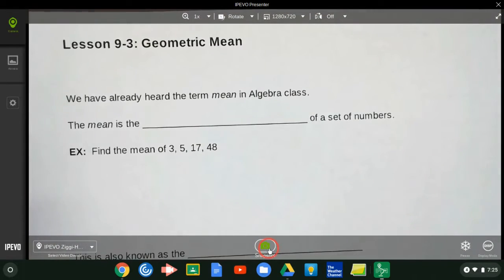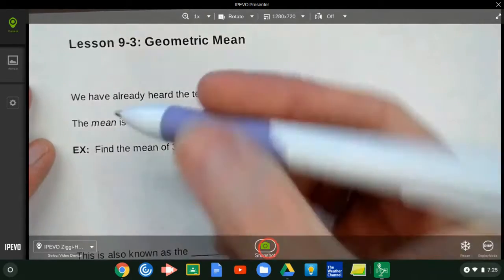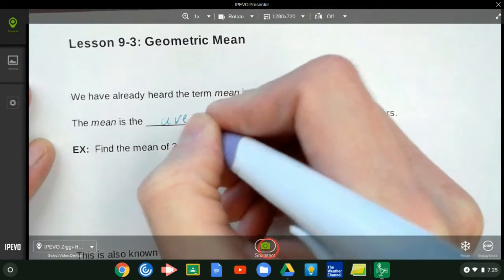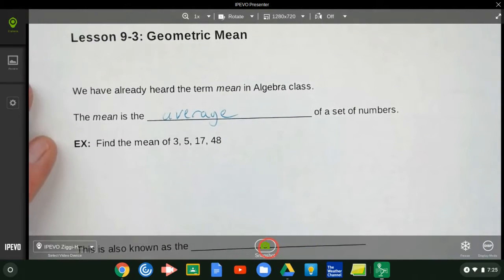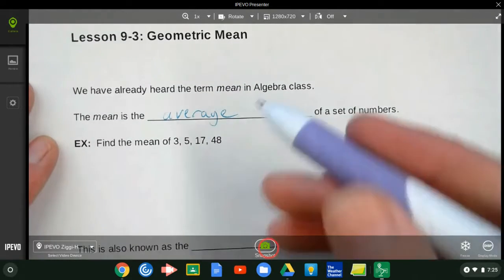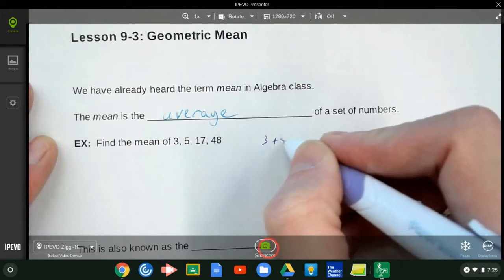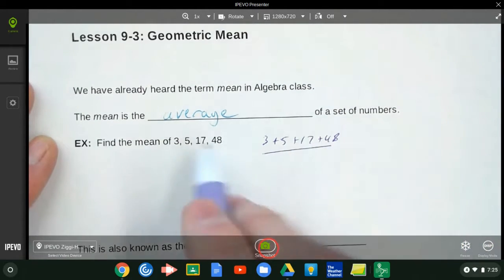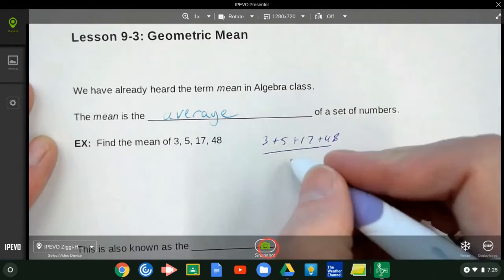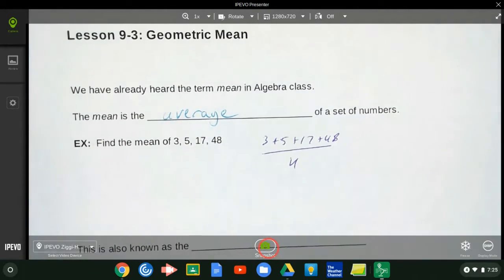We've already talked about mean. You've heard that in your algebra class. And the mean of something is the average of the set of numbers. So if you're looking for the mean of this set of numbers here, then you're going to take 3 plus 5 plus 17 plus 48 and divide by 1, 2, 3, 4 numbers. That's how we get the average of something.